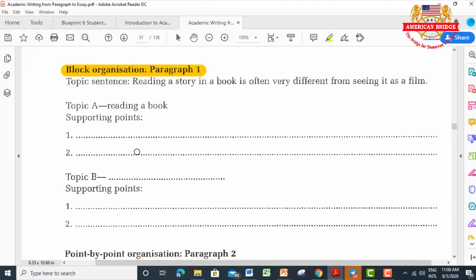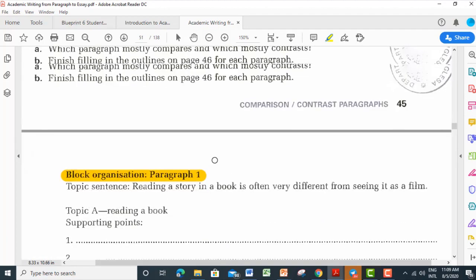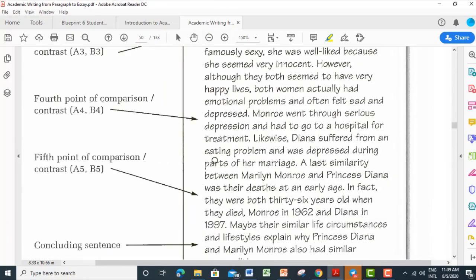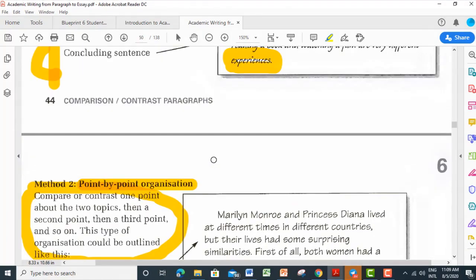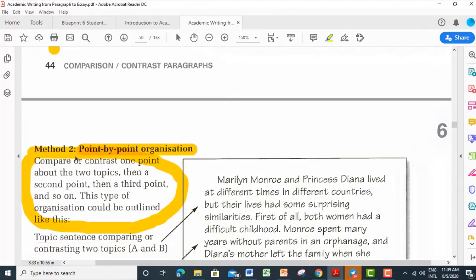So teacher believes that you have some idea of this type of paragraph, and hopefully you can write it as well. Being assigned as homework or classwork, please participate as much as possible. So before we come to the end of the lesson today, next week teacher will explain again about method number 2, point by point organization paragraph.